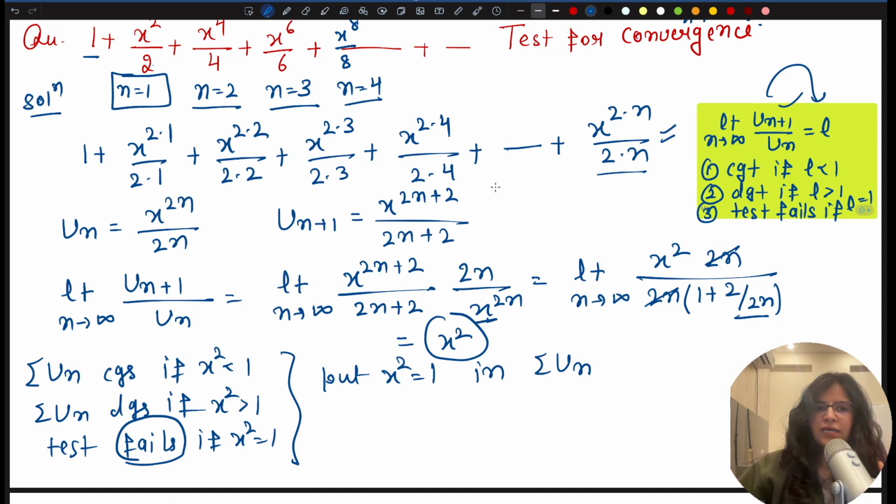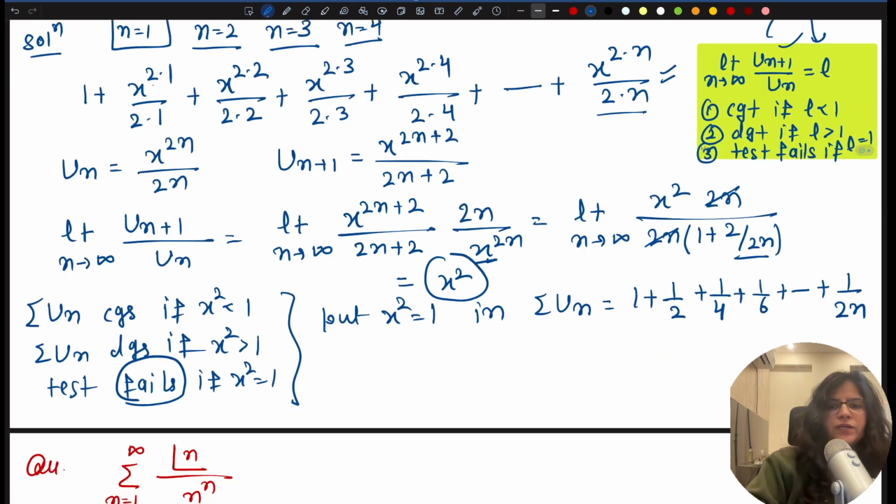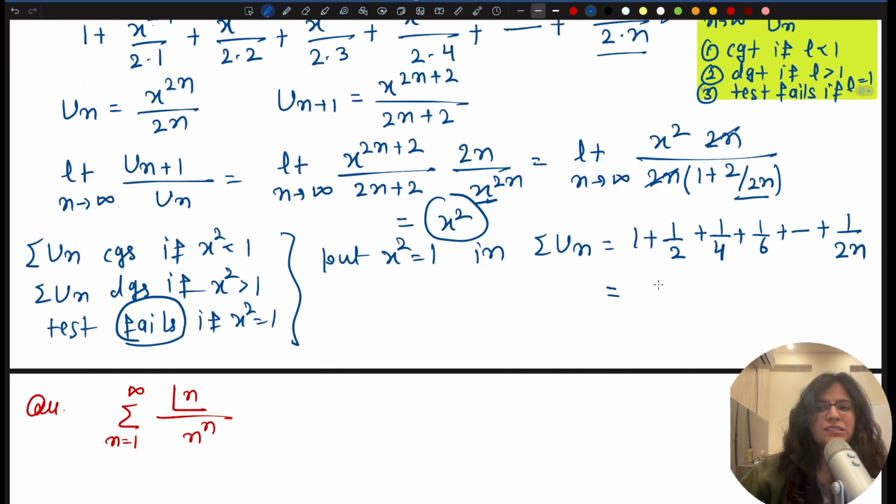तो अपने पास क्या आ जाएगा, this will be equal to 1 plus, x square को 1 पुट किया तो 1/2, then 1/4, then 1/6 plus up to and so on, and this series की जो nth term होगी, that will be 1/2n. Isn't it the series summation 1/2n? Simple it is. n going from 1 to infinite. I can write it like this. Okay, n going from 1 to infinite 1/2n.